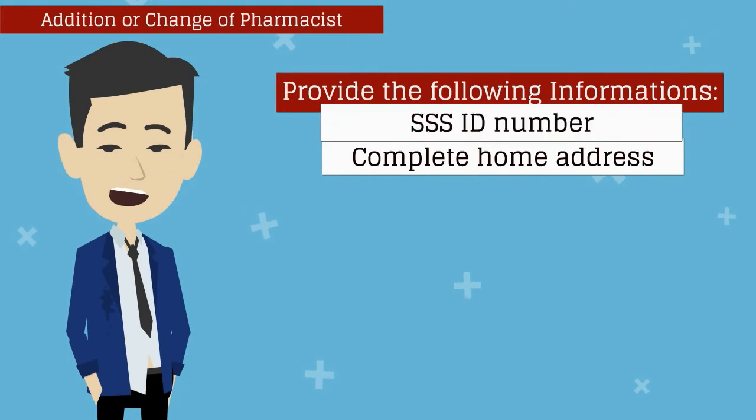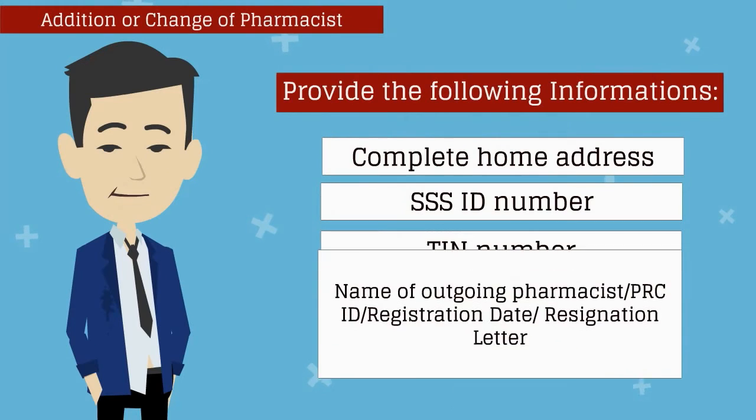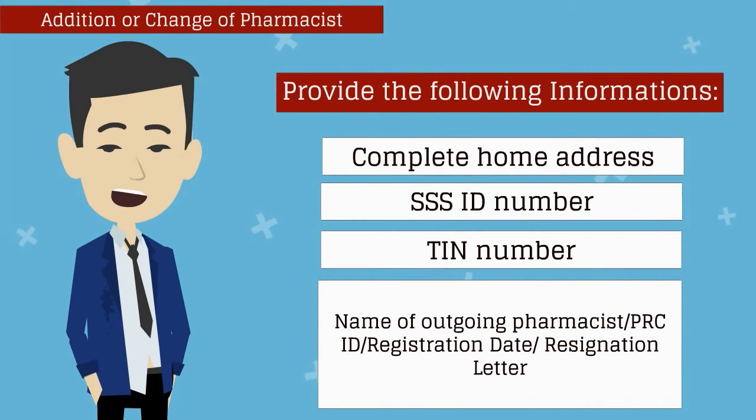Also, these are the other information required by FDA: complete address, SSS ID number, TIN number, name of outgoing pharmacist, PRC ID, registration date and resignation letter. All of these documents must be forwarded to the Office of Regulatory Affairs for checking and approval. Ensure to send 2 copies. Then, these documents will be returned to the store.